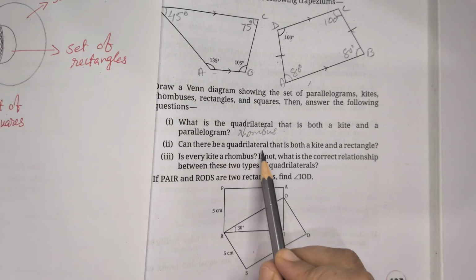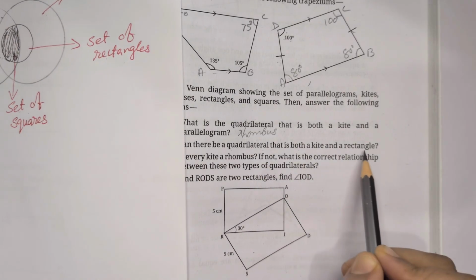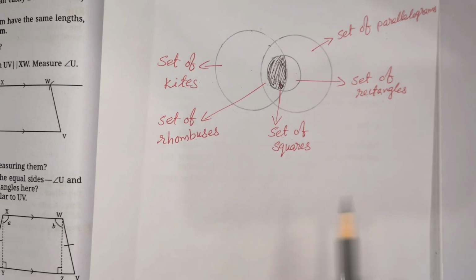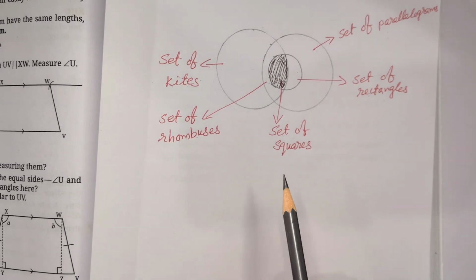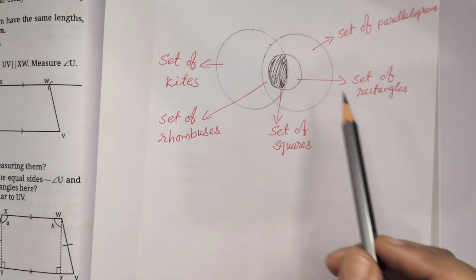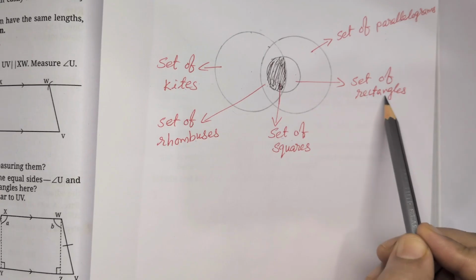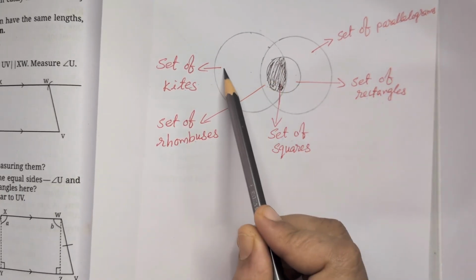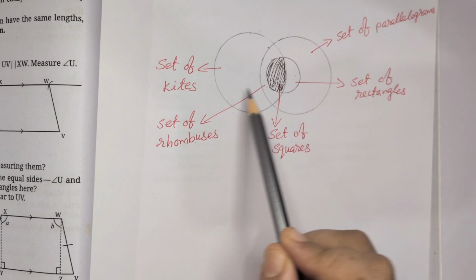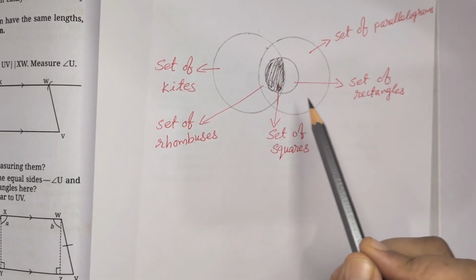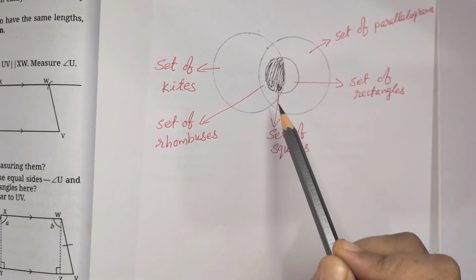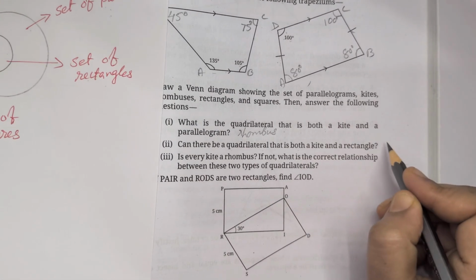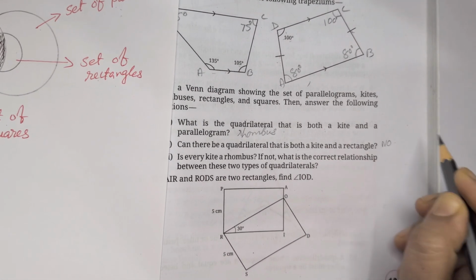Second, can there be a quadrilateral that is both kite and rectangle? In this Venn diagram we can see there is no quadrilateral that is both kite and rectangle. Rectangle is coming here, this part. Kite is here. So there is no shape with both. No quadrilateral that is both kite and rectangle. So we can write it here, no quadrilateral.